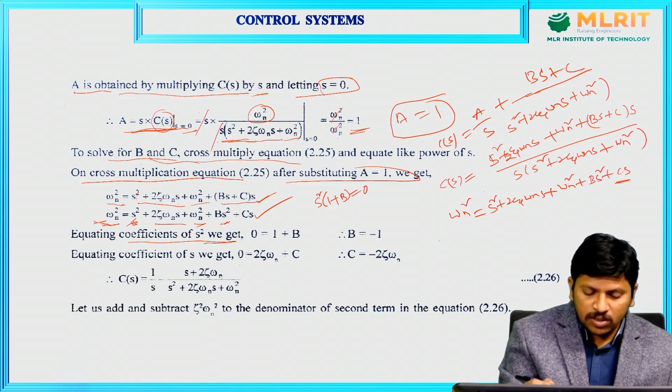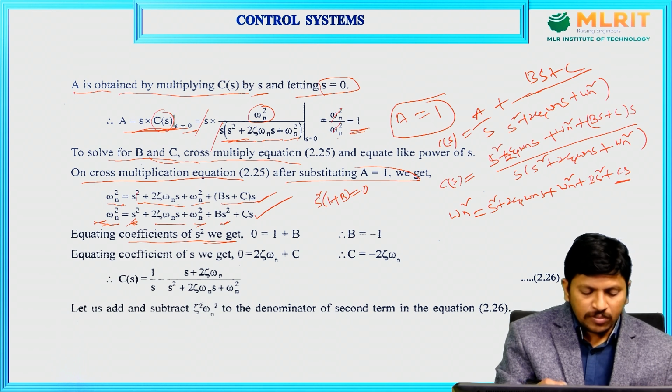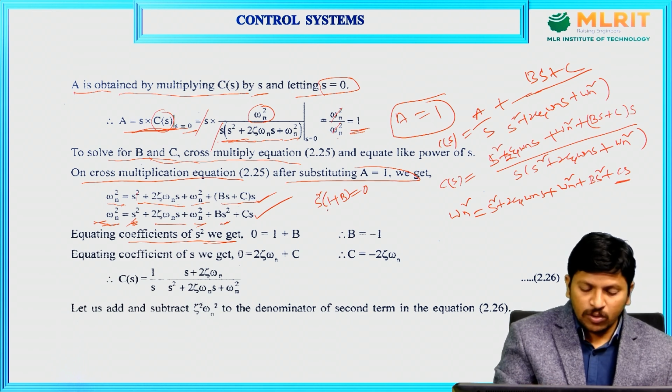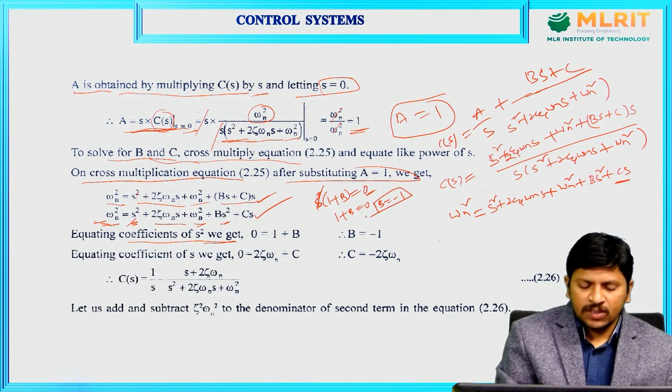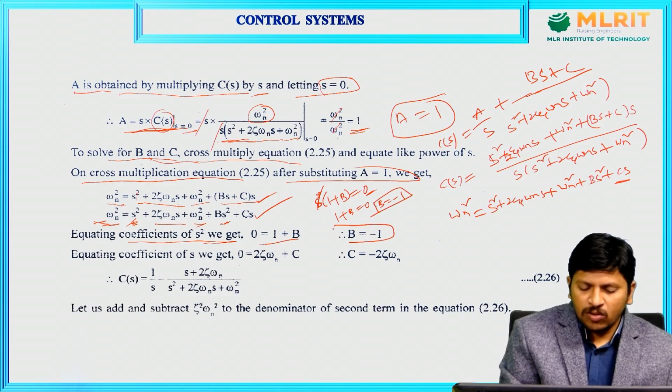Also observe the s square term here. Equating the s square terms: 1 plus b equals 0, so b equals minus 1. From this, b equals minus 1.